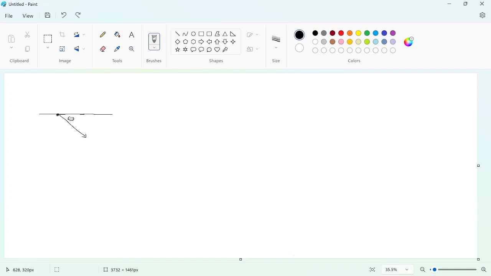So given you have this, as I said before, every vector, at least in 2D motion, has its components. Every vector has its components. In 2D motion, they have two components. In this case, it's going to be Vx and Vy.